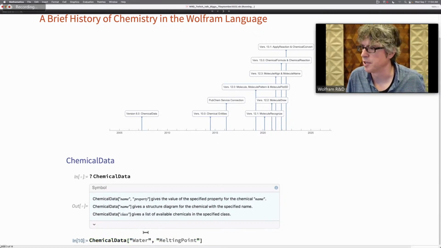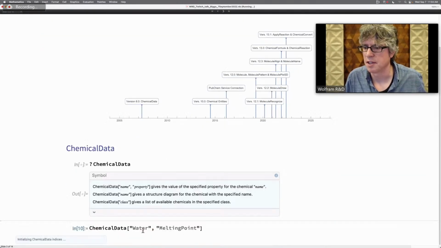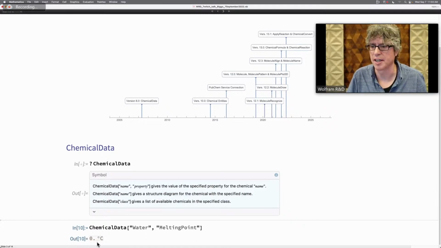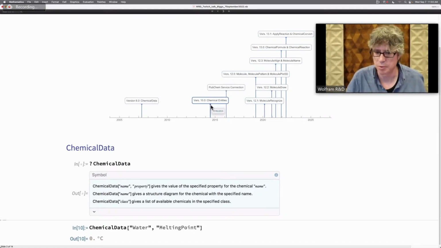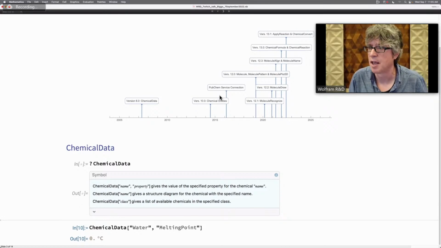We wait for it to initialize a second. And then, yeah, there we go. 0 degrees C, exactly. I'm really glad that worked. I knew it was going to work. So in version 10, we introduced the entity system in the Wolfram language, which was bringing together all these different data domains which we've developed. And so chemicals are the entity type, and that's now the preferred way to interact with the curated data that is in the Wolfram Knowledge Base.